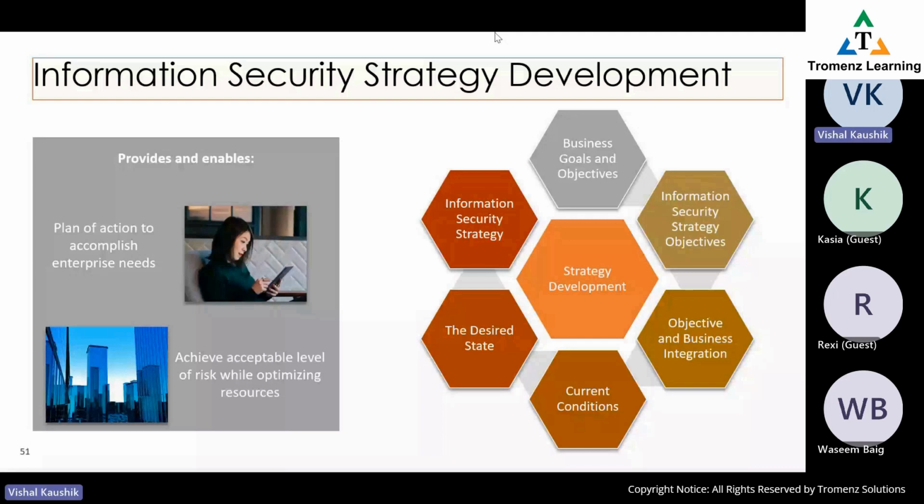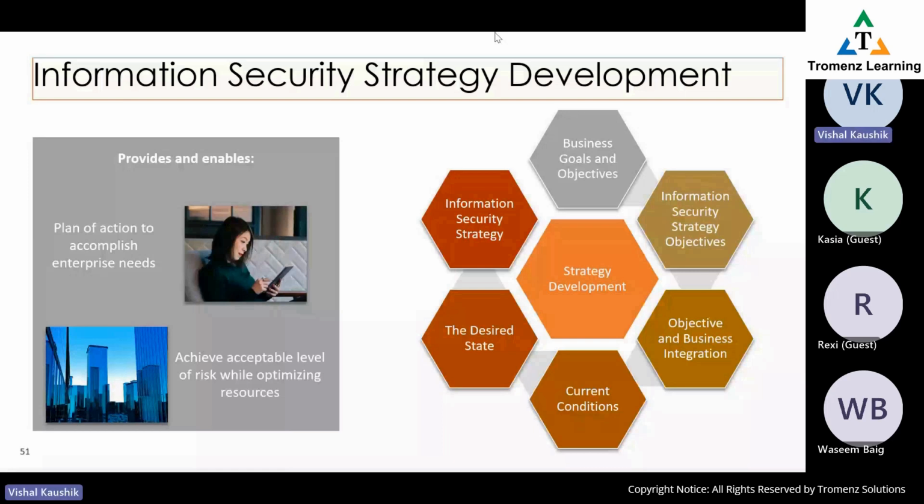Looking at the information security objectives themselves, and at the business, how these objectives can be met by the various areas of the enterprise. That is the business integration. Then looking at the current conditions, and coming up with the desired state, a snapshot of a particular point in the future. For a robust picture, it includes the policies, procedures, etc. Okay, so next is the strategy objectives.